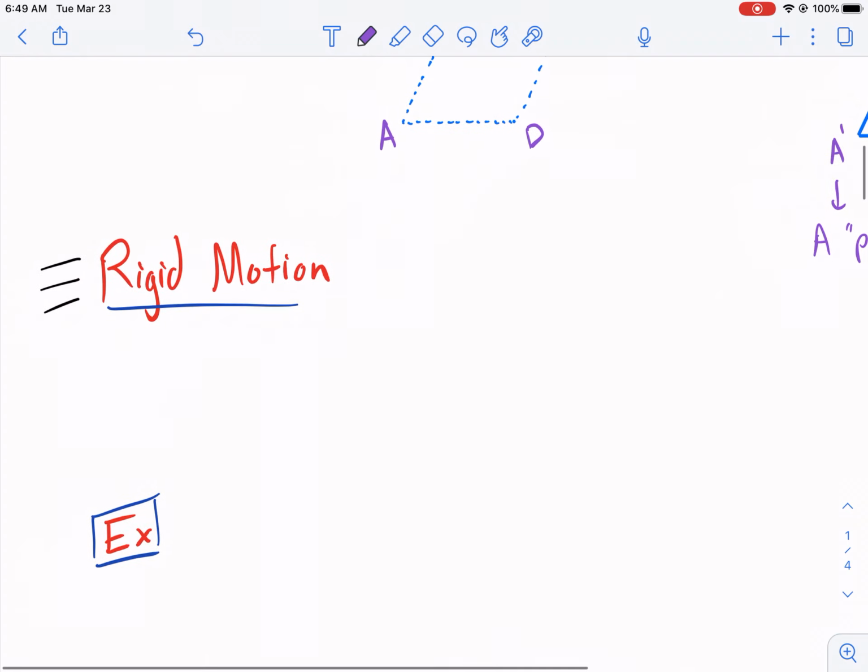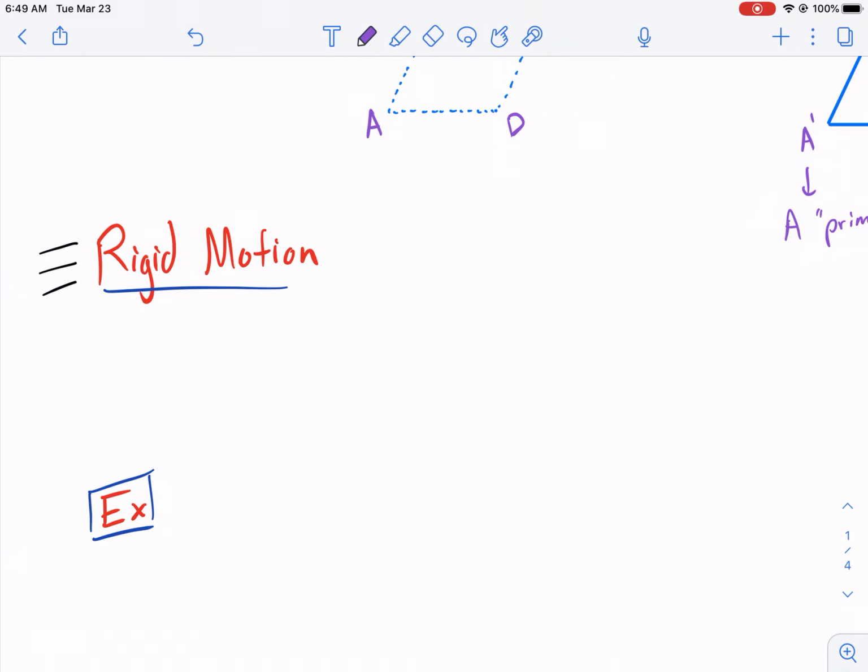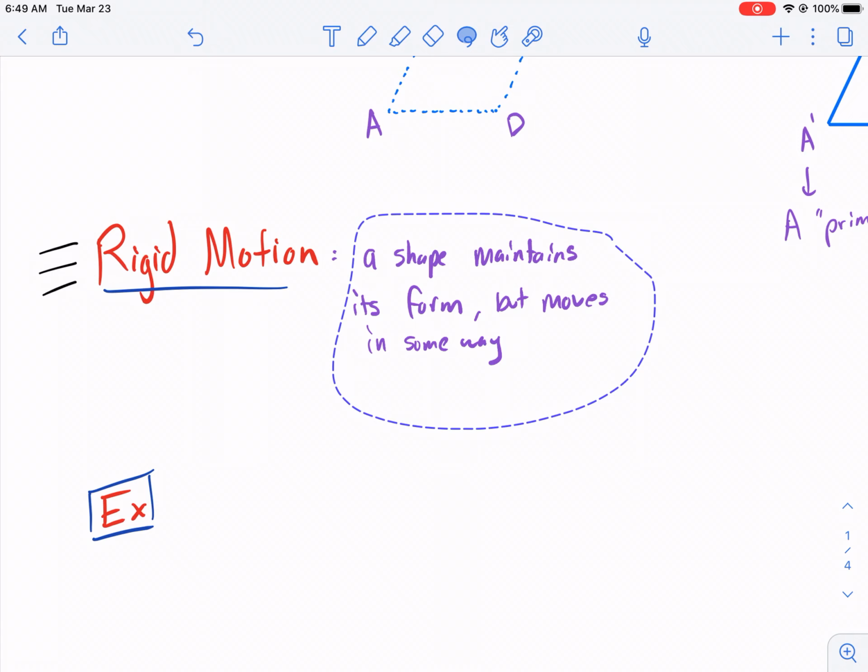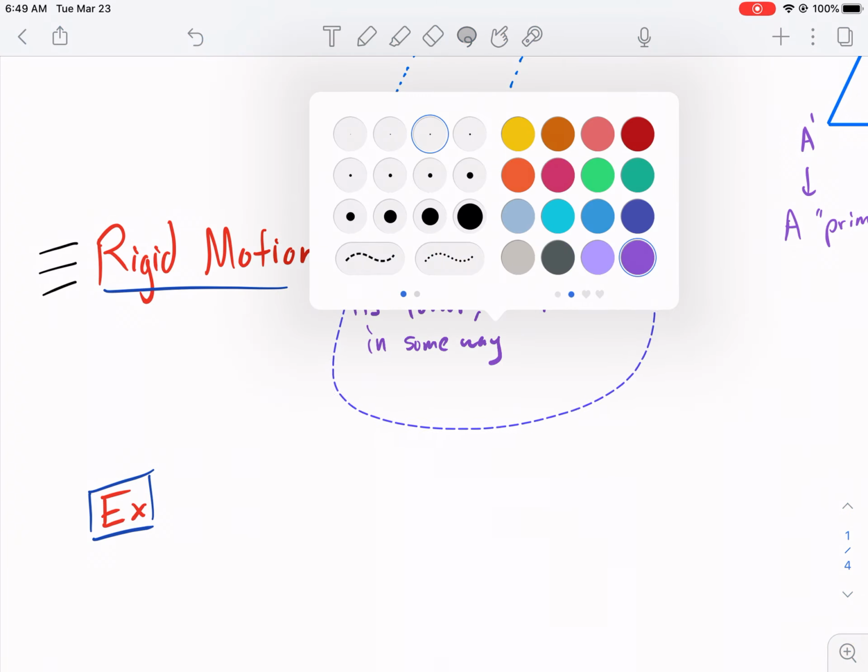Let's move on to rigid motion. So rigid motion is when a shape maintains its form but moves in some way. Okay, so it maintains its form.